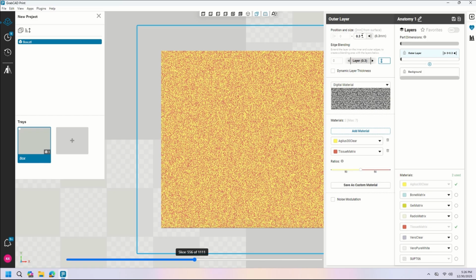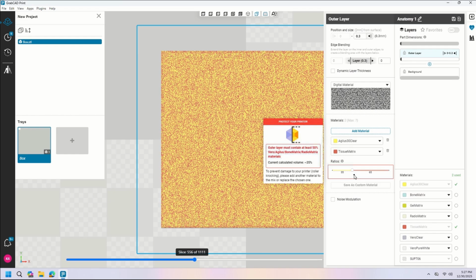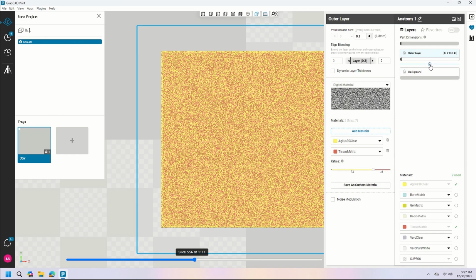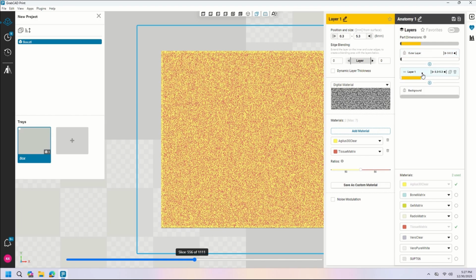The second limitation relates to materials. TissueMatrix, GelMatrix, and supports are softer materials that cannot be printed as pure. In the outer layer, they must be a maximum of 50%. And in other layers, they have different limitations.